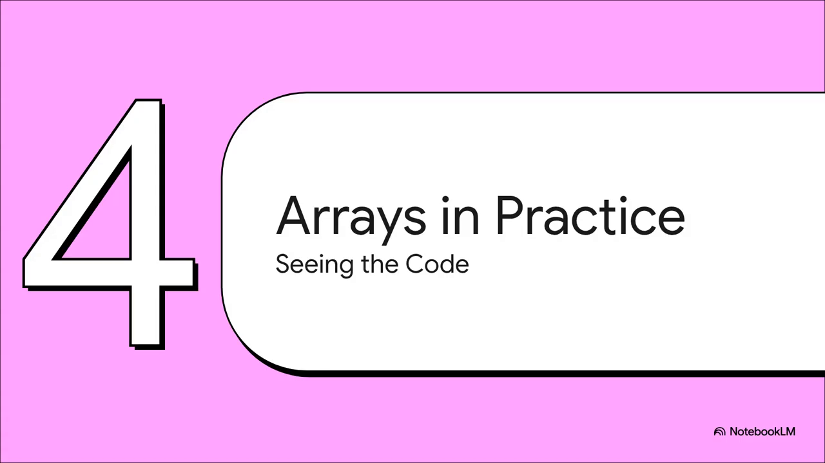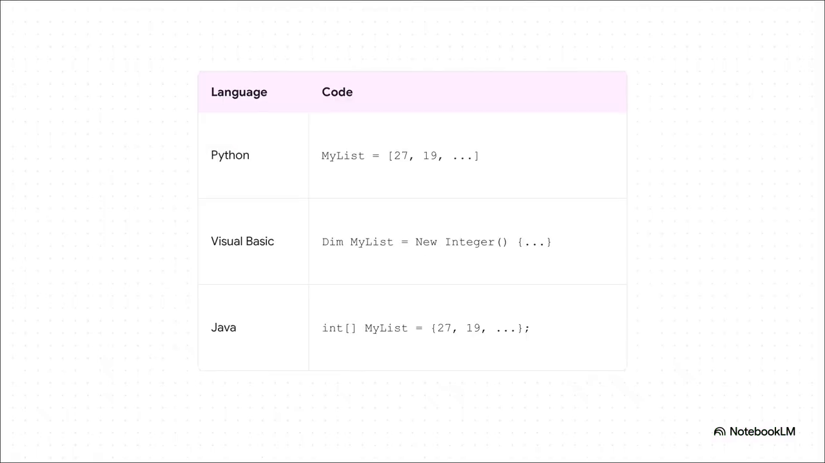Okay, so theory is great. Diagrams are helpful. But what does this stuff look like in the real world? In the actual programming languages that people use? Let's take a look. So here we've got our simple one-dimensional my list in 3 really common languages. You can see the syntax, the specific punctuation and keywords. It's a little different for each one. Python likes square brackets, Java uses these curly braces. But look, the core idea is exactly the same. You give it a name, and you give it a list of your items.